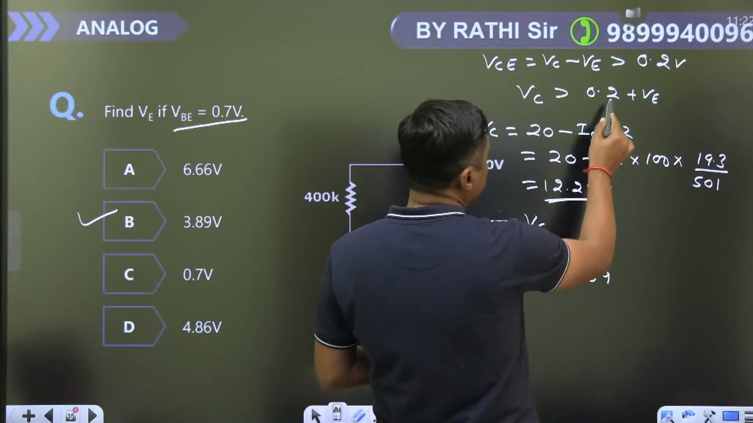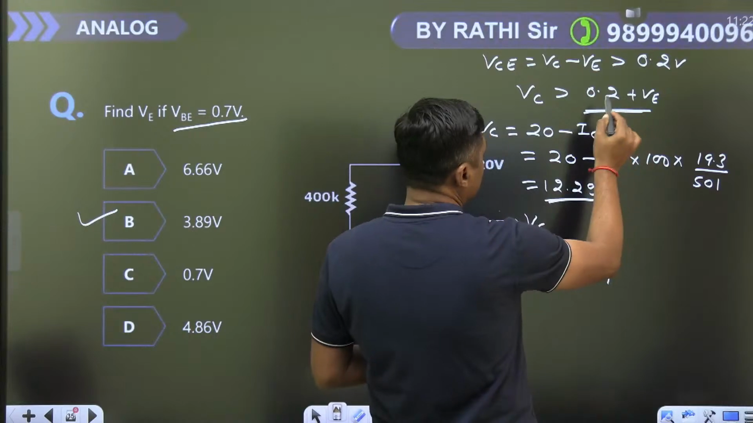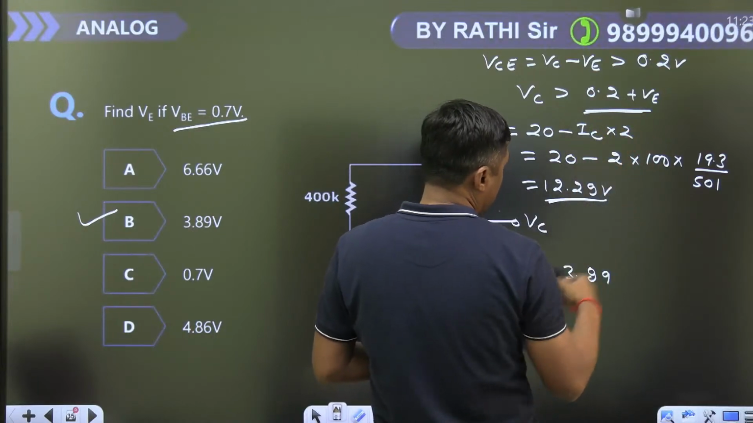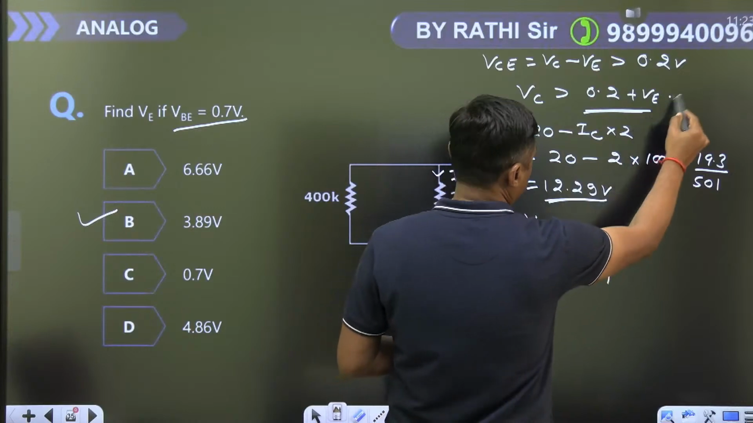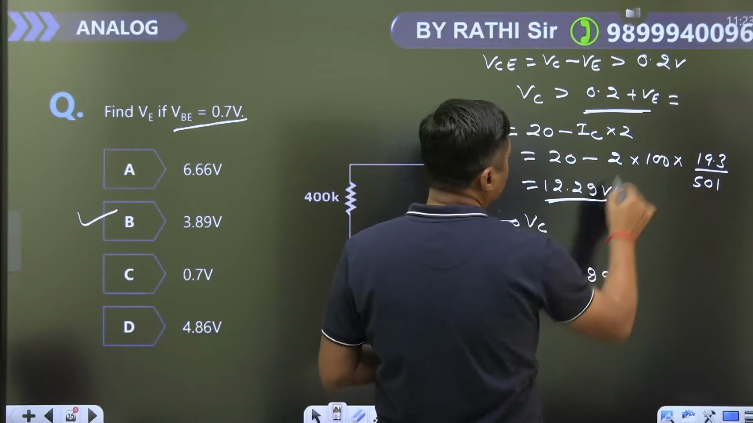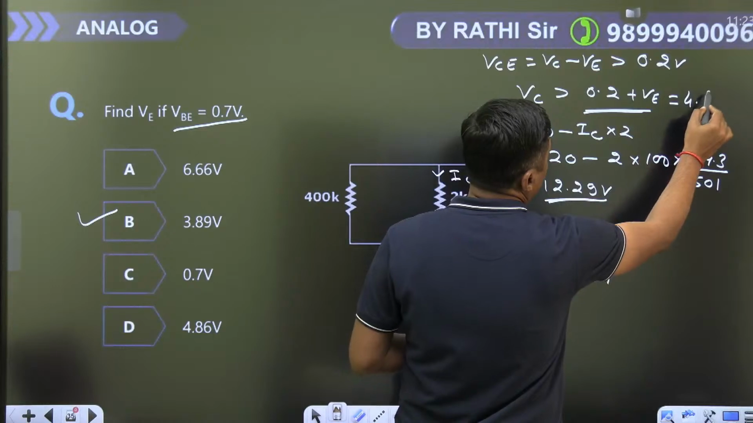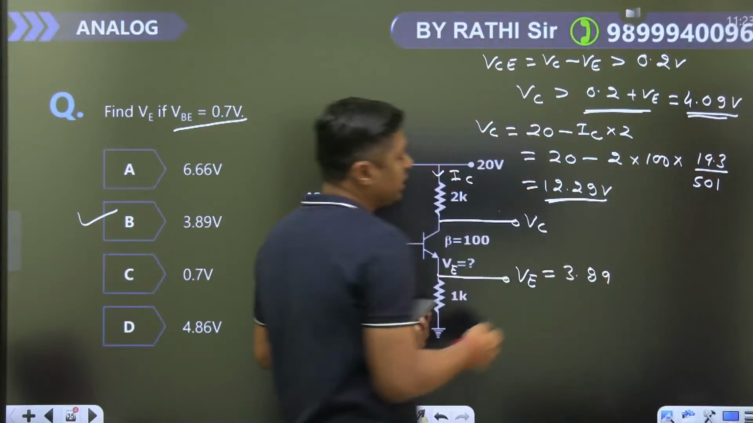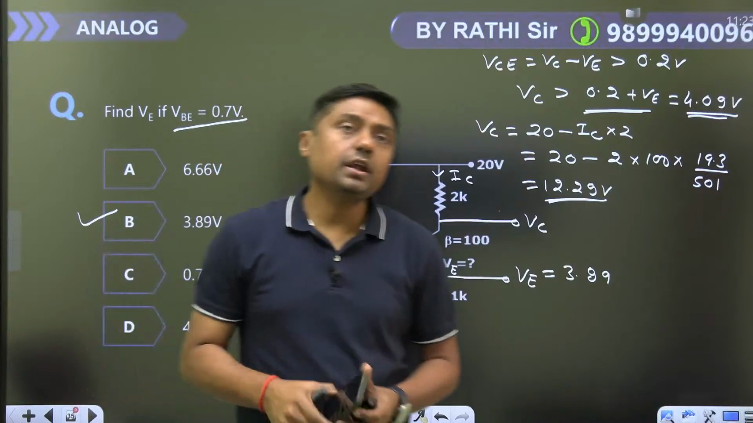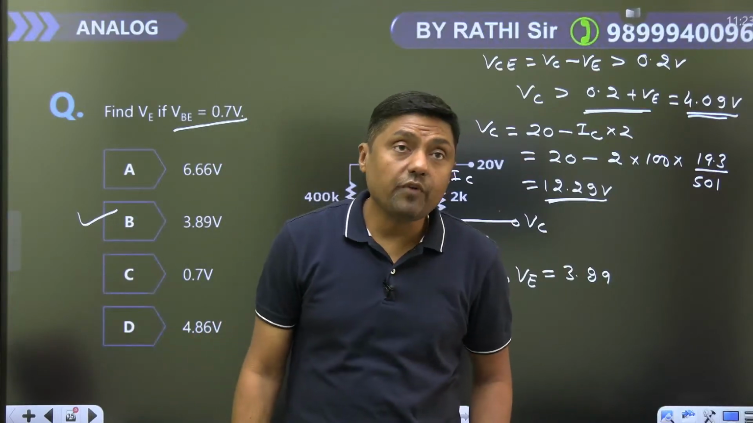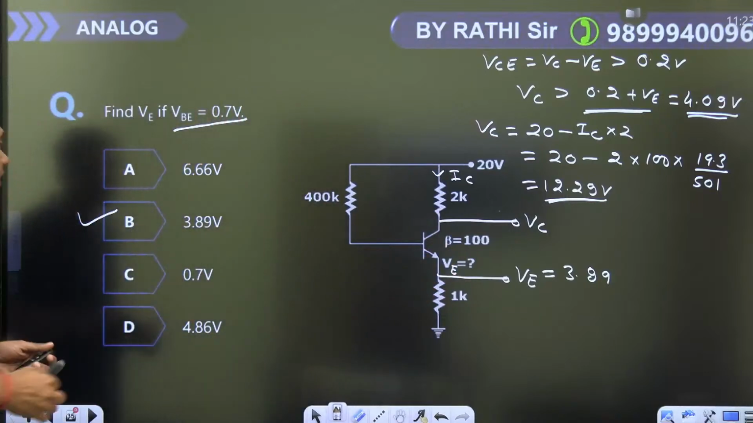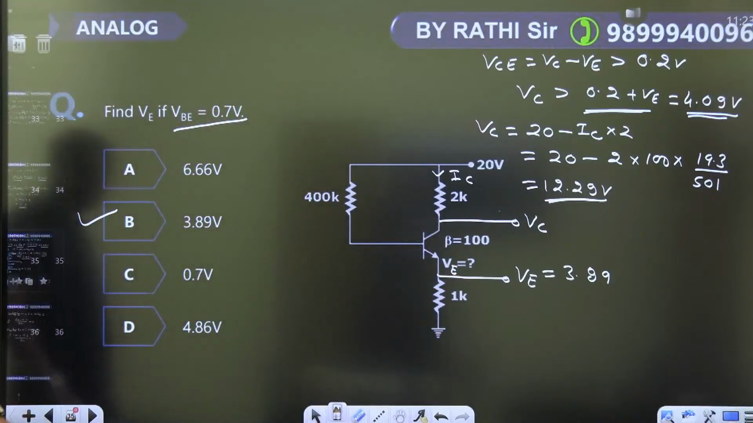Definitely it is greater than this value. VE plus 0.2 volt will become 4.09. Yes, it is greater than 4.09 volt. That's why it is in the active region. So always verify whether it is in the active region. Yes, the answer is correct: 3.89.